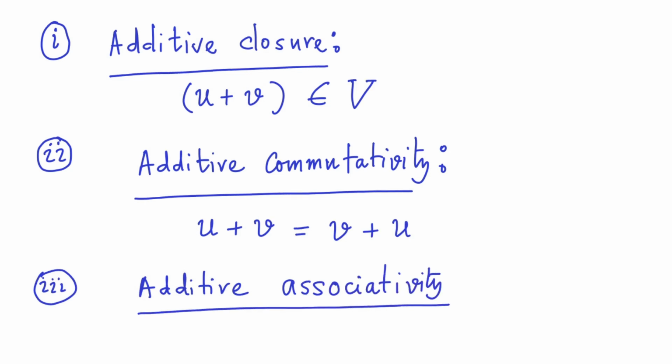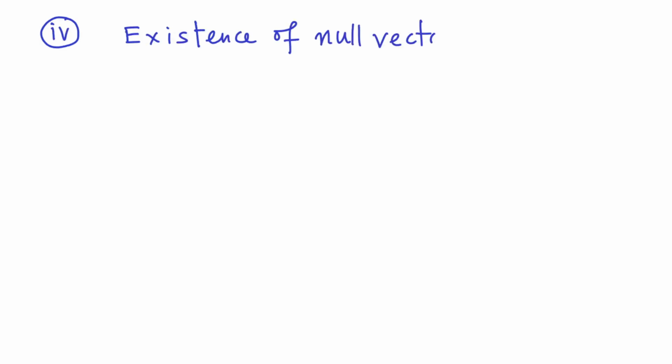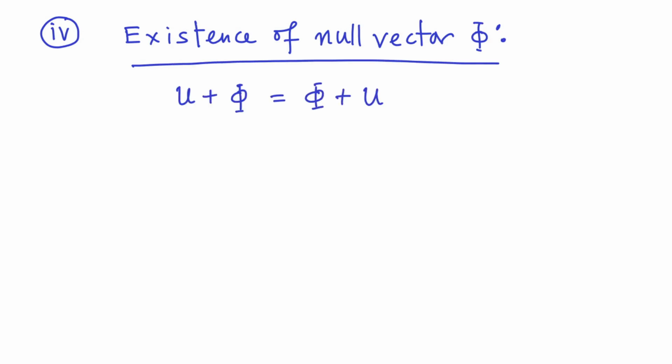In other words, if you have three vectors and if you add the second and third first and then you add the first vector to it, the resultant vector should be the same if you add the first to the second vector first and then you add the third vector to the resultant vector. The fourth property is known as the existence of null vector. So null vector is an element of the set capital V. For example, if you add null vector to another vector, say u, then the result is again u.